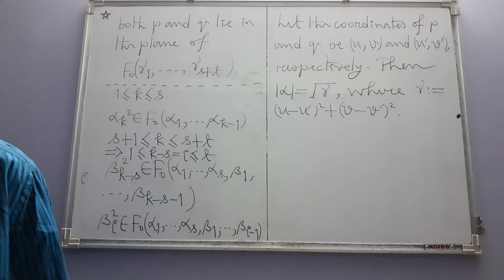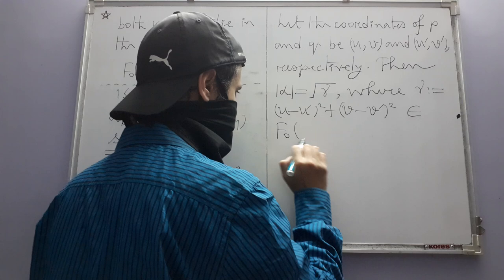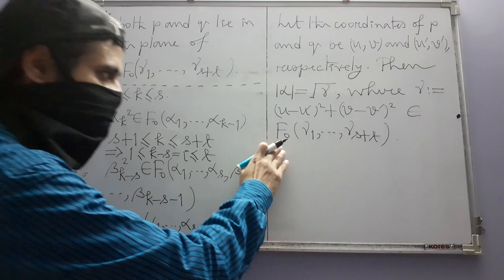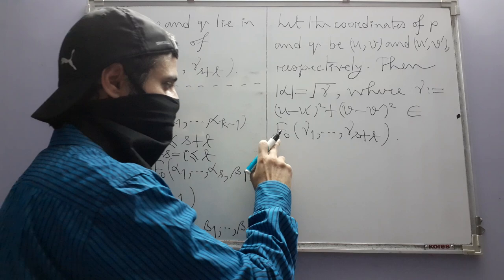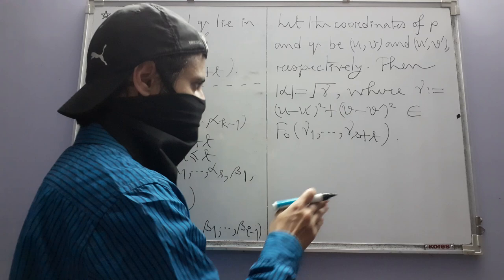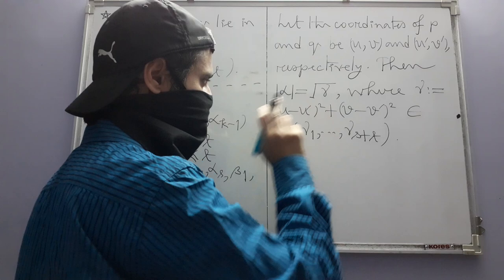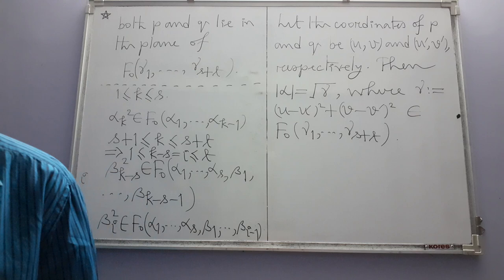But now note that this gamma belongs to the plane of this. Why? That's because we said that P and Q both are points in the plane of this. But what does that mean? That means that the coordinates of P and Q both are elements coming from this field extension. And that's why when you take their differences, square them and add them up, that is again in the field. So that's why it belongs to the field. And because of this thing, we now have this.